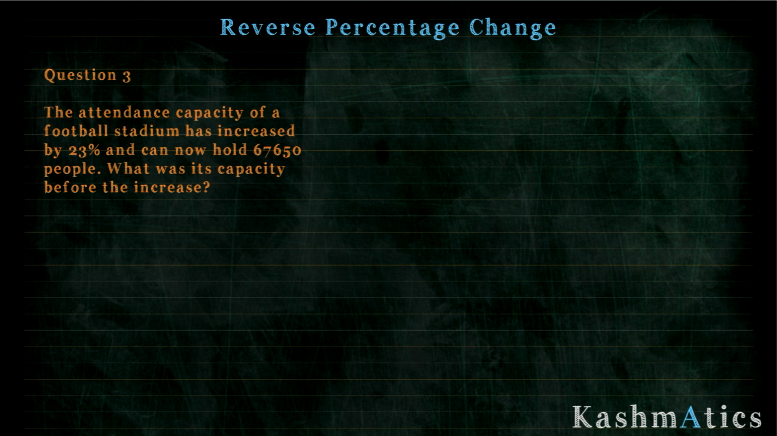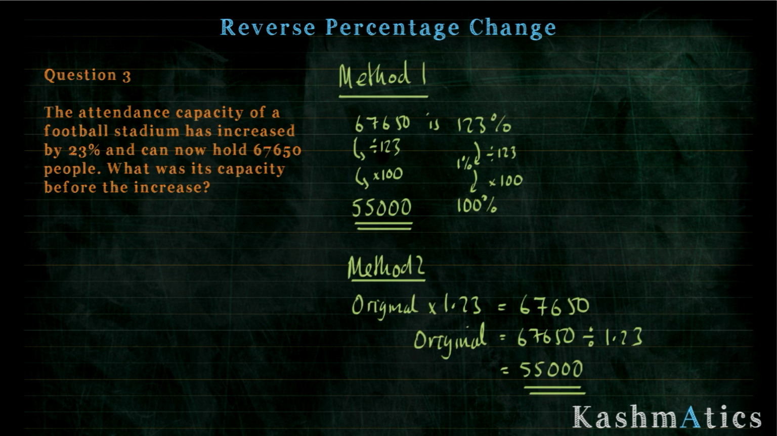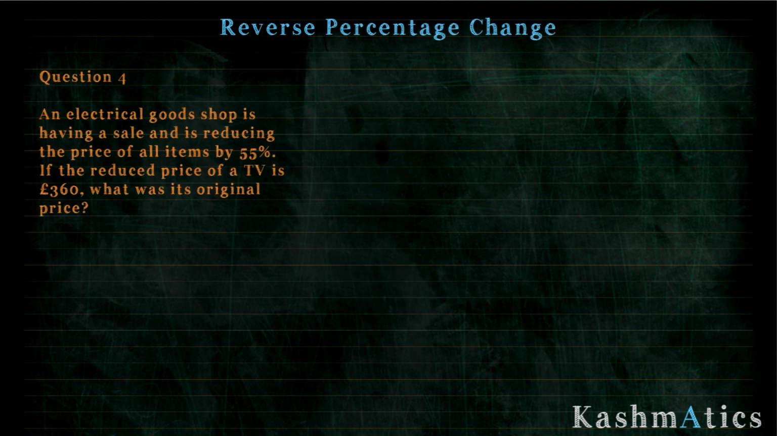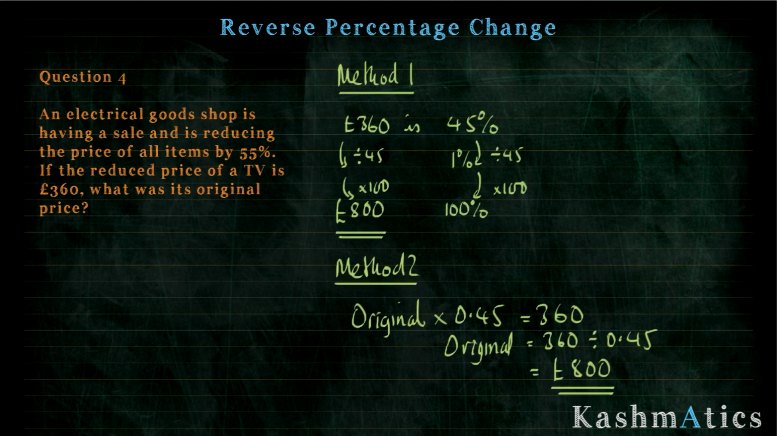Here's question number 3. Pause the video. And I'm going to reveal the answer in 3, 2, 1. And there you go. 55,000 was the original capacity of this stadium. And the final question, pause the video, and I'm going to reveal the answer in 3, 2, 1. There you go. Okay, so £800 was the original cost of this TV.